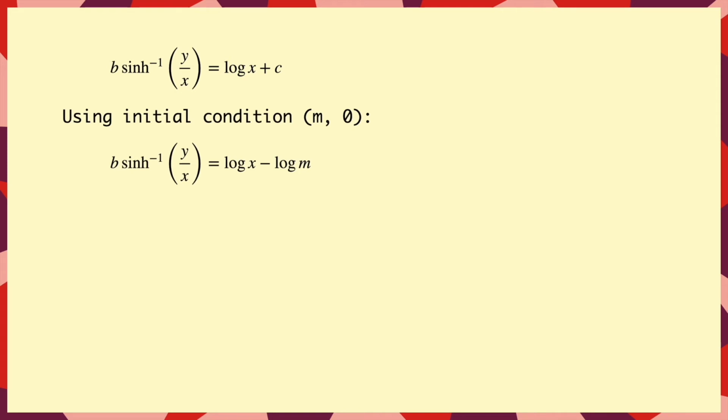So plugging this in, we find that the constant is minus log m, which we can tidy up a little. And now finally we've got an equation which describes the path that the boat follows, but it isn't a very nice one. This is called an implicit equation, but we really want it to be in the form y equals some function of x, which is much more user-friendly.